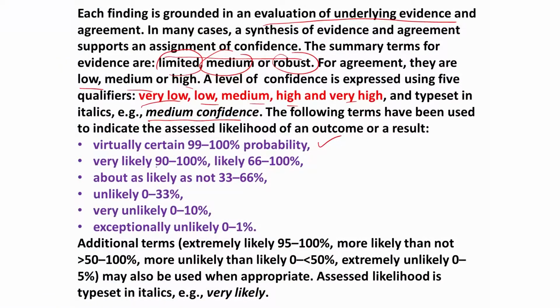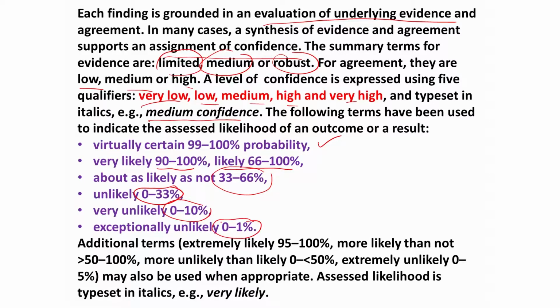Very likely is 90 to 100%, so just below that. Likely is still way above 50%, so 66 to 100%. About as likely as not means you are hovering around 50%, below or above. So it's possible that it could go this way or that way. Unlikely means it's much below 50%, and very unlikely is very low.